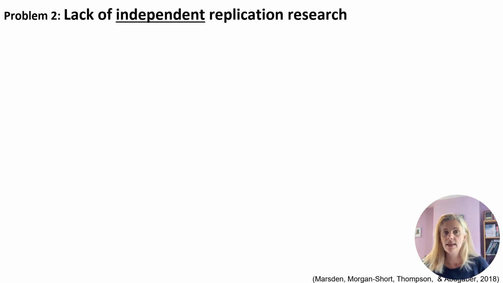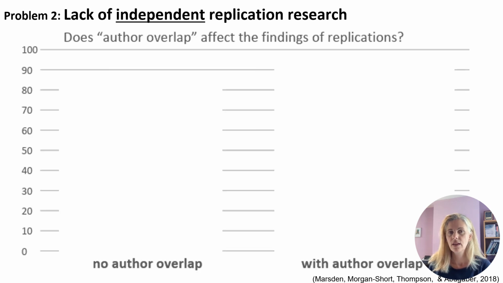The second problem is a lack of independent replication research. We examined the relationship between findings of a replication study when there was no author overlap between that replication study and the original study, the study it replicated. And we compared these findings when there was an author overlap. 1 or more authors were both on the original study and on the study that was replicating that original study.